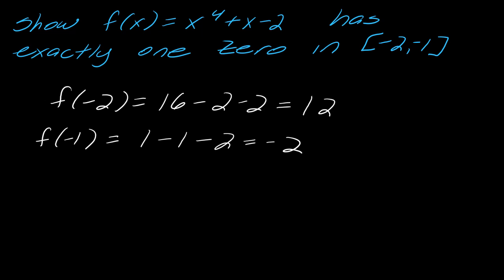Now, in looking at this, you have that positive to negative type behavior. So you know somewhere in between there has to be some value that will make this whole thing equal 0 by the intermediate value theorem. So we know that there has to be at least one 0 thanks to the intermediate value theorem. Let me clear some space and write that out.